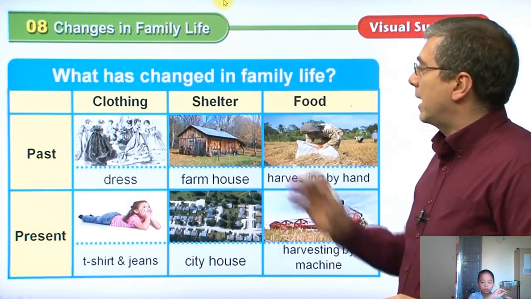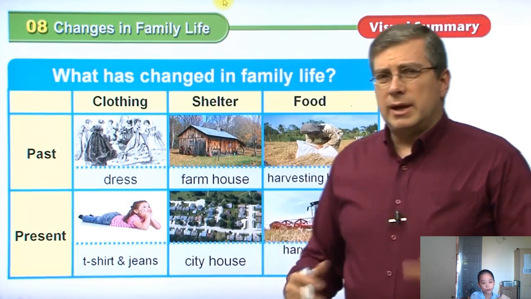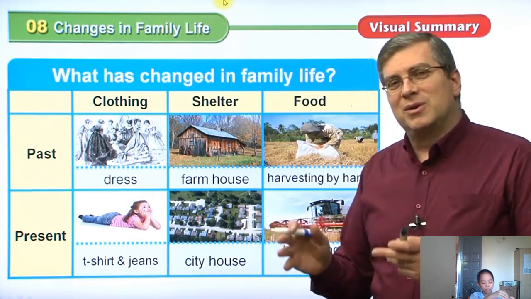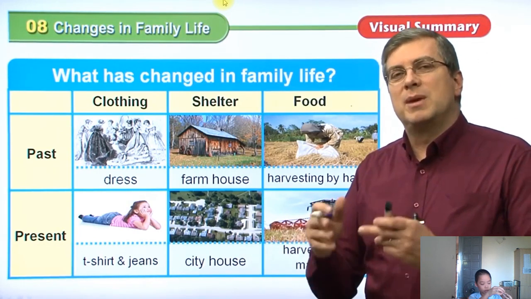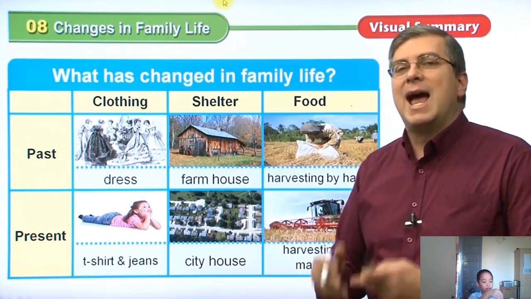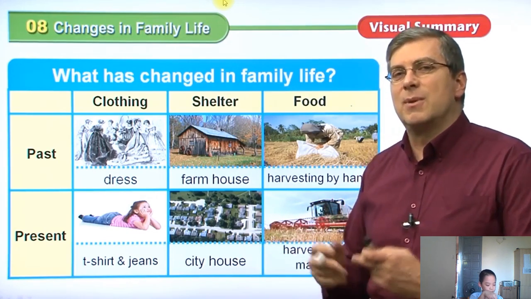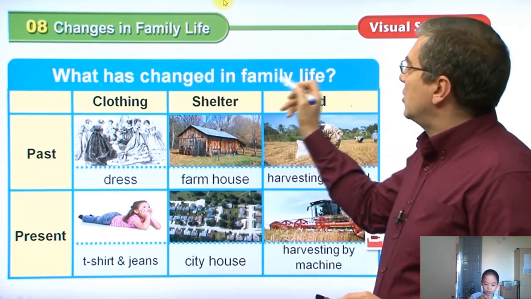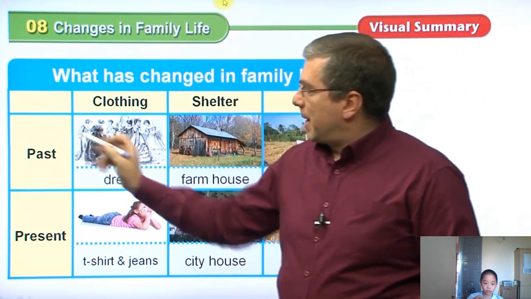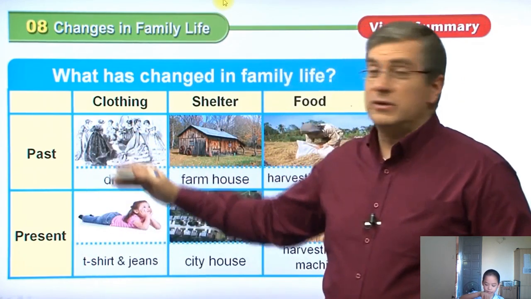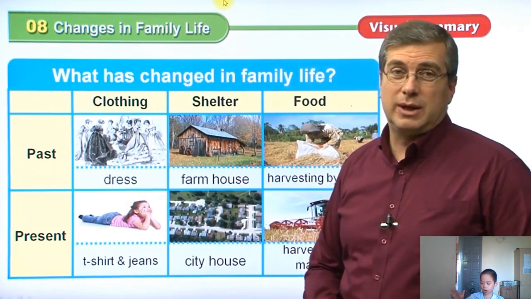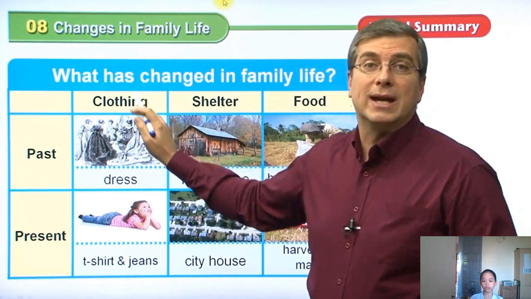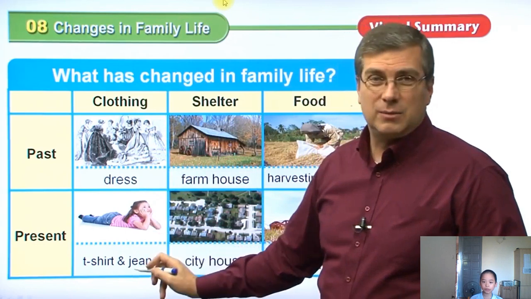Okay, so let's go to our chart here. Our chart here shows us the past and the present. So let's go to our next one. We need to remember this chart so we can review it when we are at the end of this video. There we have three types: clothing, shelter, and food.